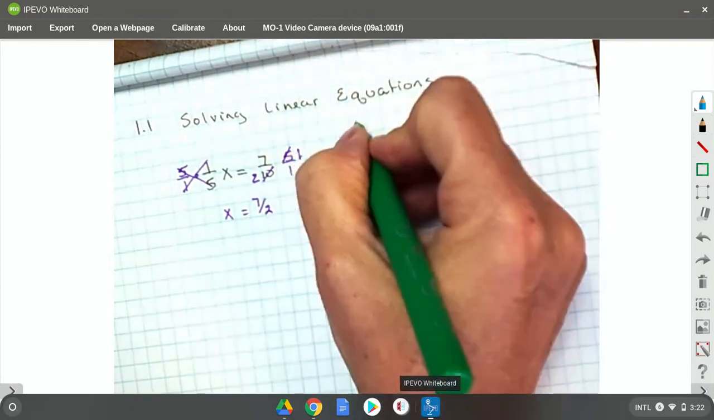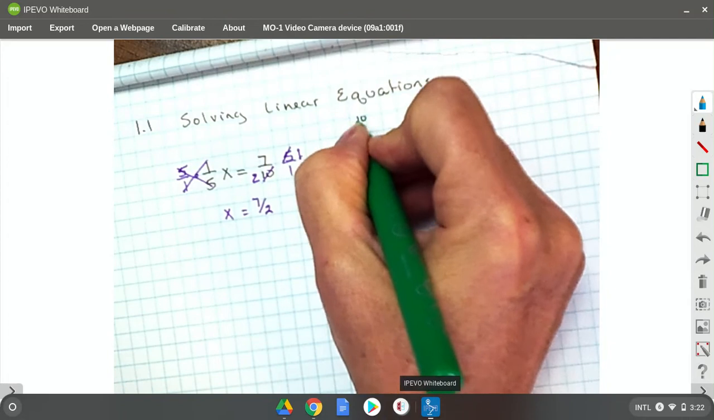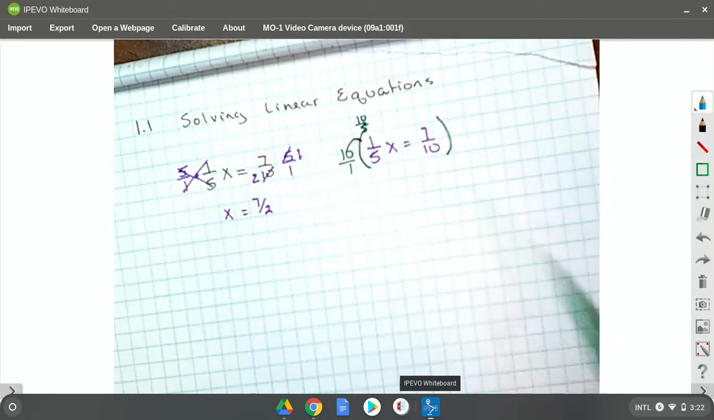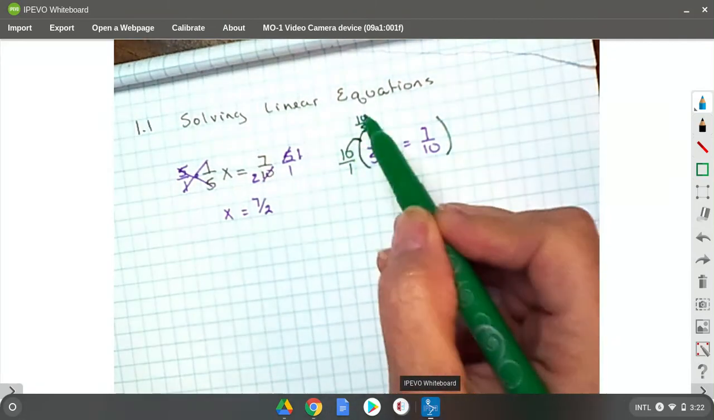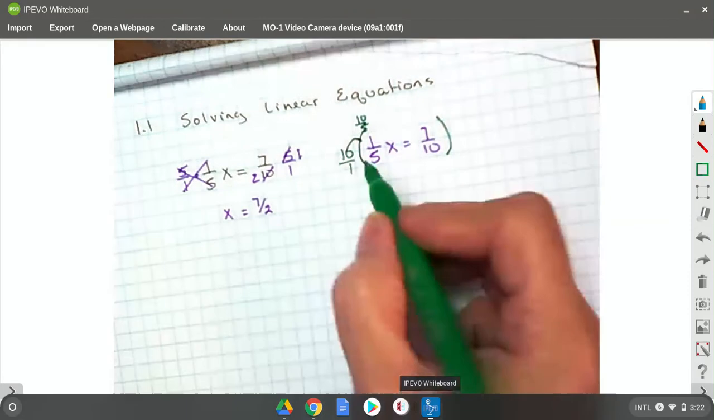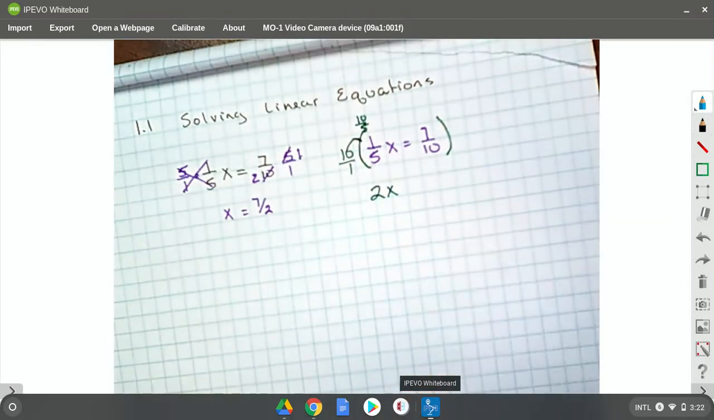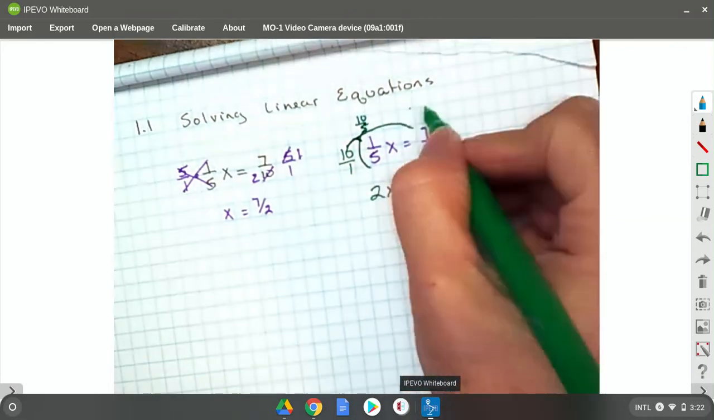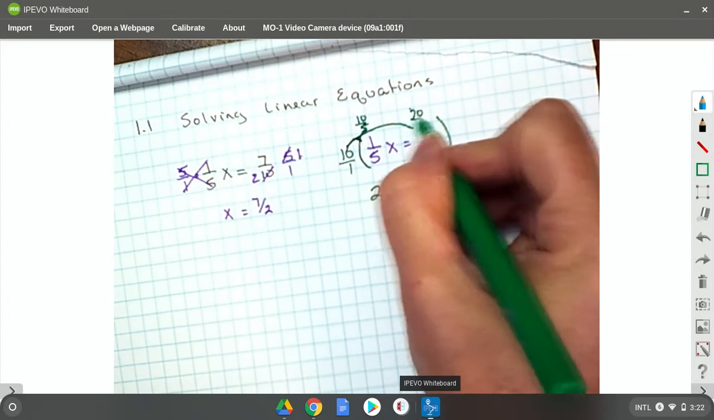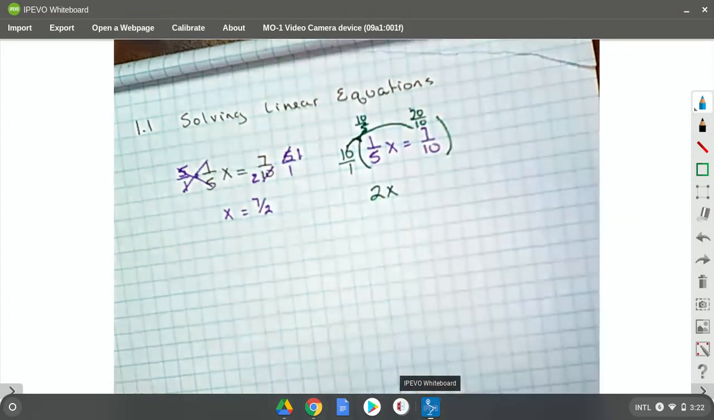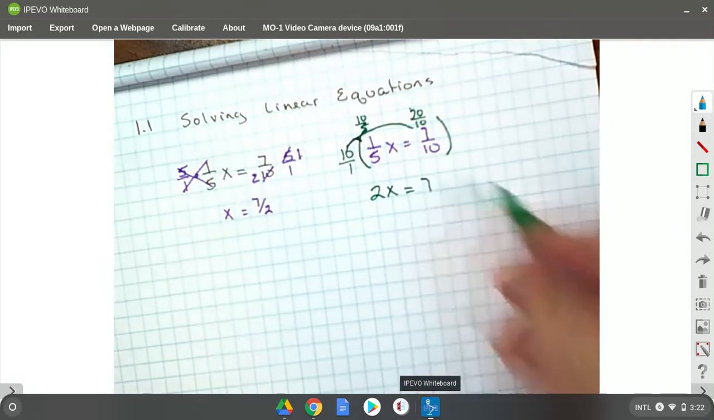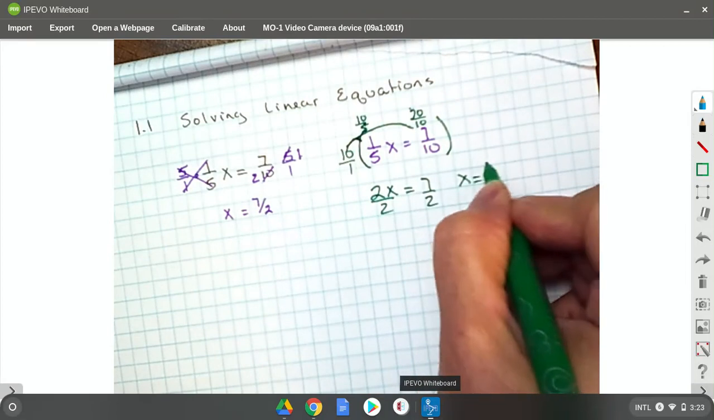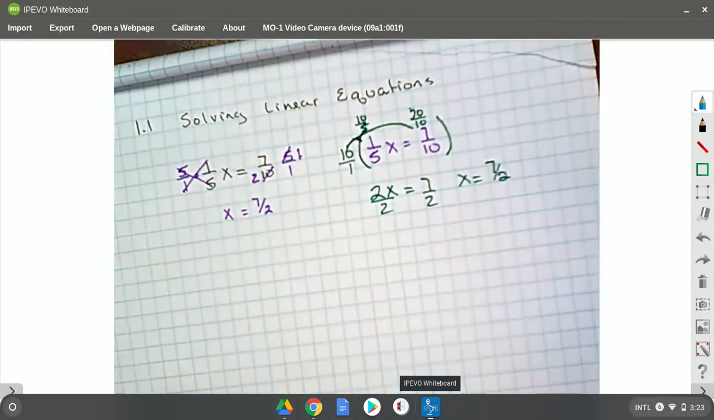10 times 1/5 is 10/5, right? 10 times 1, no, there's a 1 under that 10, so 10 times 1 is 10, 1 times 5 is 5, 10/5, and that makes that a 2x. All right, to everybody and everything, 10 times 7 is 70, 1 times 10 is 10, and that means I have a 7. And then I can divide by the 2, and x is equal to 7/2 again, right?